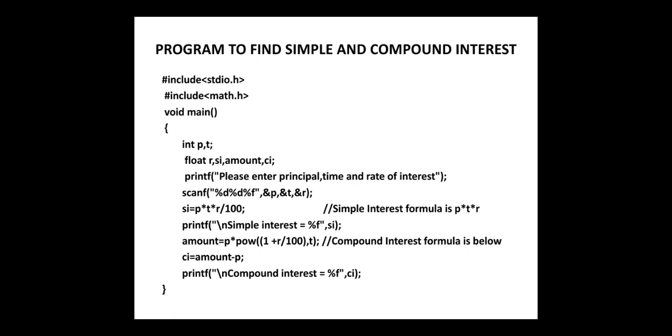Always the execution of a program starts from the main function. Here we are using the local variables p, t, r, si, amount, ci. P and t are integer data types. R, si, amount, ci are floating data types. Integer data type accepts only whole numbers. Floating data type accepts decimal values and also whole numbers.